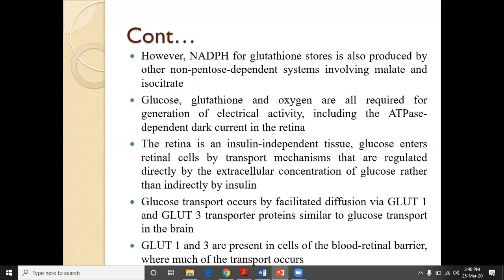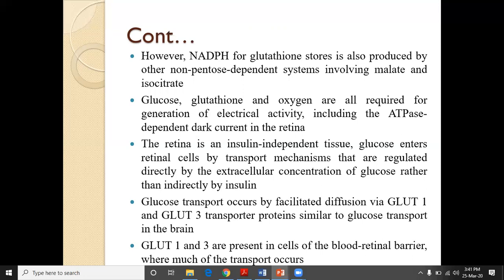Glucose transport occurs by facilitated diffusion via GLUT1 and GLUT3 transporter proteins, similar to the glucose transport into the brain. The similar kind we have in the eye also. A few proteins are present in the brain to transport the glucose, so similar kind of GLUT1 and GLUT3 transport components are present over here. Just remember for the short question, this will be very important.